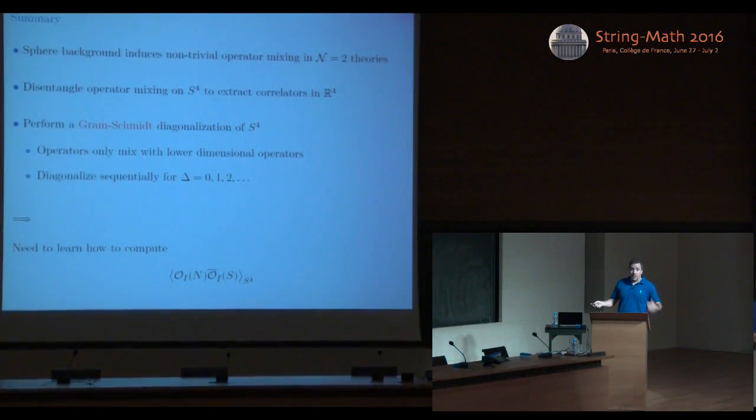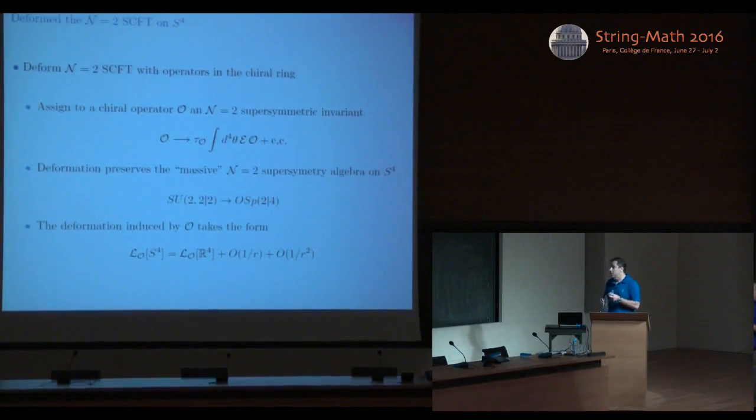And this can be done sequentially because operators of a given dimension can only mix with operators of lower dimension. So all that we have to do is sequentially diagonalize the matrix of 2-point functions on the sphere, dimension by dimension. Okay? But this still gives you the problem that you have to learn how to compute the 2-point function on the sphere, where you insert one chiral operator at the North Pole and an antichiral operator at the South Pole, how to compute this in a 4-dimensional N equals 2 superconformal field theory.